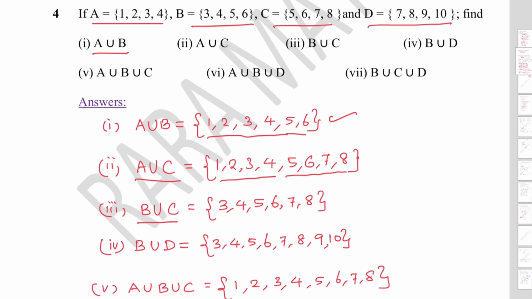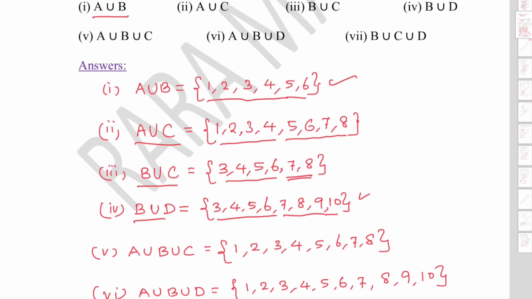And B union C, B is 3, 4, 5, 6, till that it's B, and C is again 5, 6, so no need to write once again, and 7, 8, the last two elements. And B union D is, you write the elements of B, 3, 4, 5, 6, and D is 7, 8, 9, 10, so that is B union D.